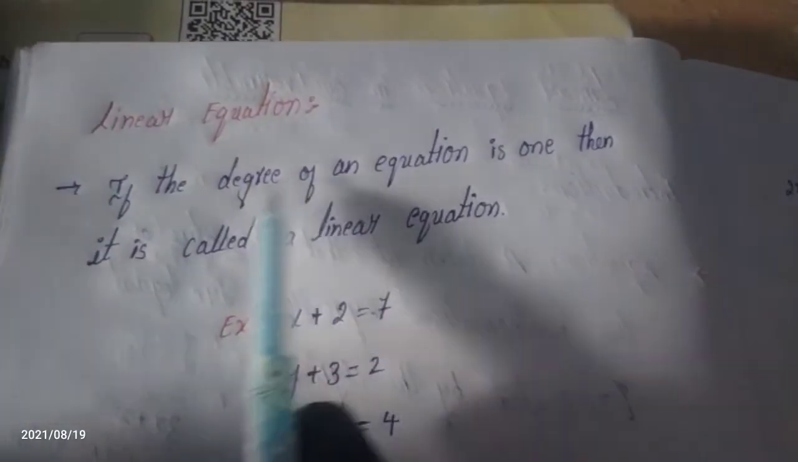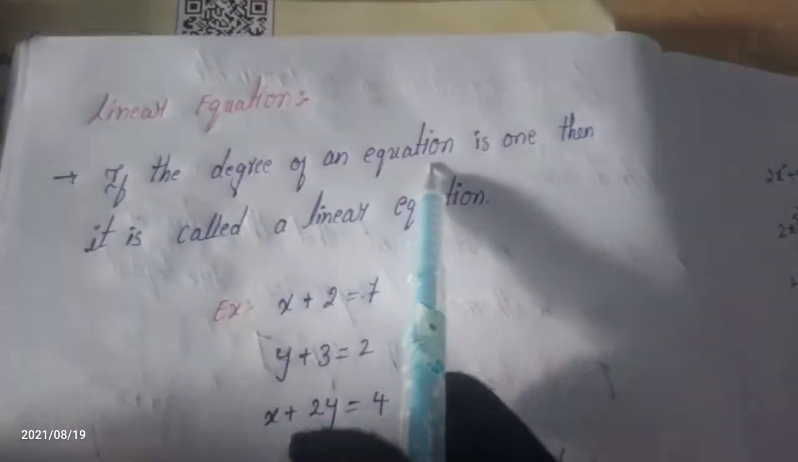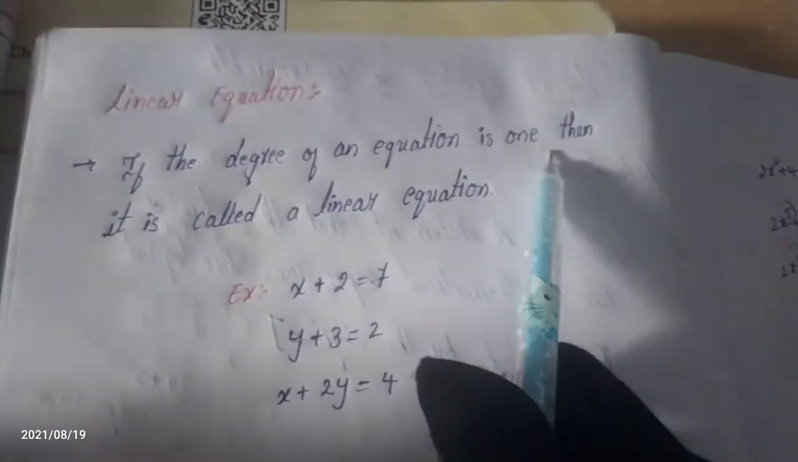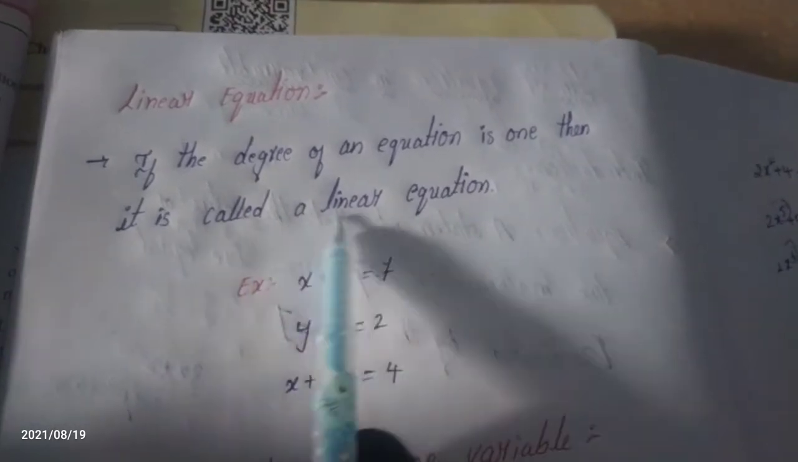Come to the linear equation. If the power of an equation, you can say if the degree of an equation is 1, then it is called a linear equation.